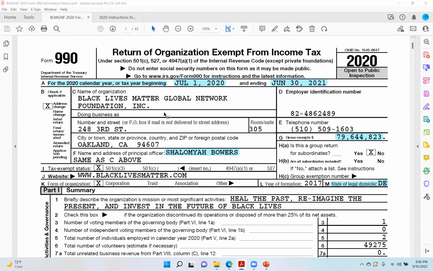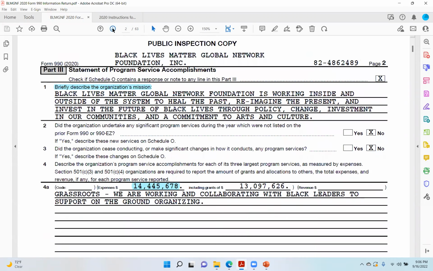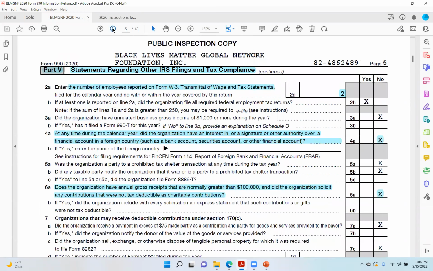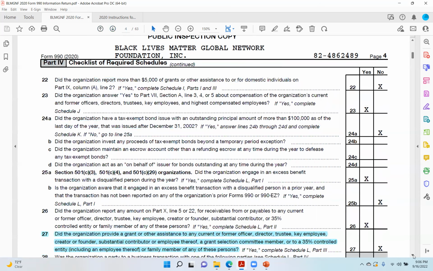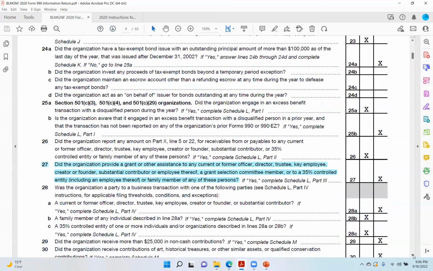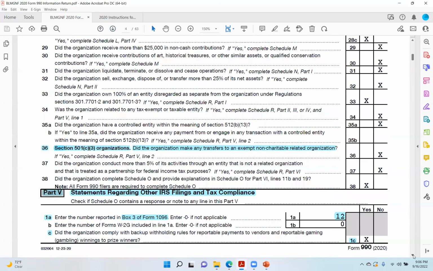Now, all of the areas that I've highlighted in blue represent red flags that I've already discussed in the episodes that I described just a few moments ago. So I'm going to just page down until I get to the area that we're going to talk about for this episode. Let me scroll down because it's on the bottom of page 4. We're talking about Part 5, statements regarding other IRS filings and tax compliance.